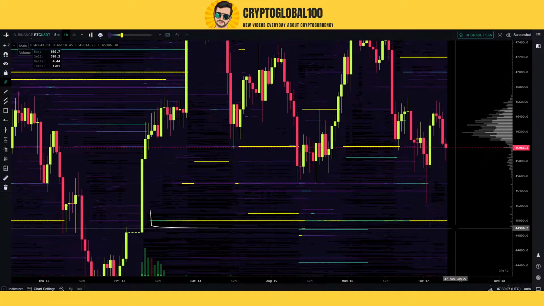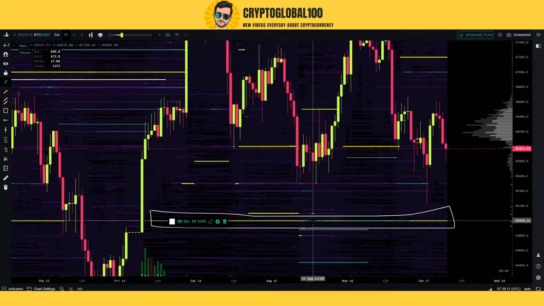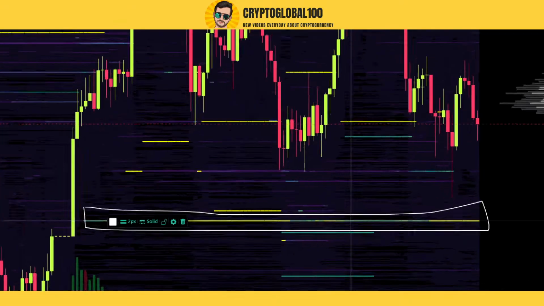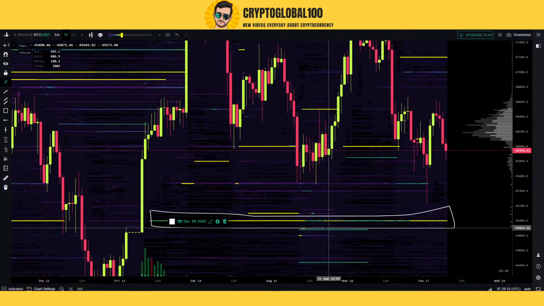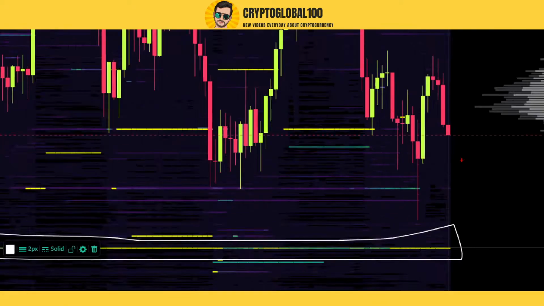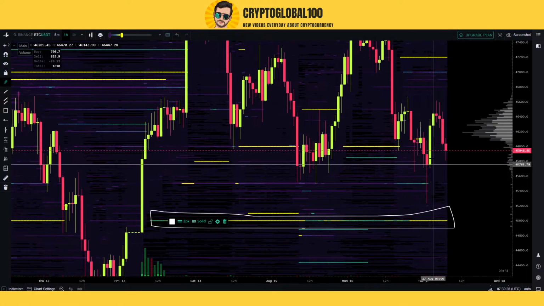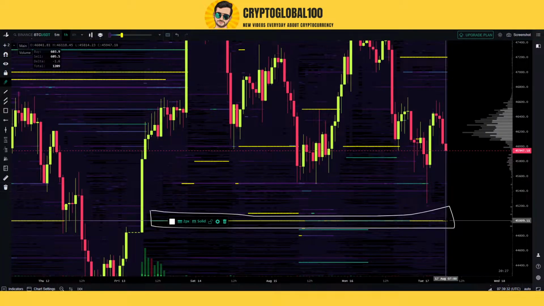Let me show you this one. Okay, this line, this is the area of approximately, you can see on the right side, the area 45,000. At 45,000 we have a lot of orders. We had a lot of orders, and now again today, if we see this candle which is in formation right now, we still have a lot of orders today at this area. Let me show you this one at 45,000.